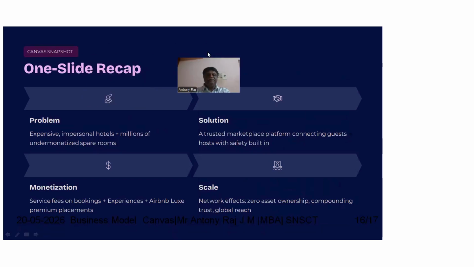So in a snapshot, the problem was expensive, impersonal hotels, and the solution was that they created a very trusted marketplace platform connecting guests with safety built in, and monetization happened, and they also scaled it up with a global reach.